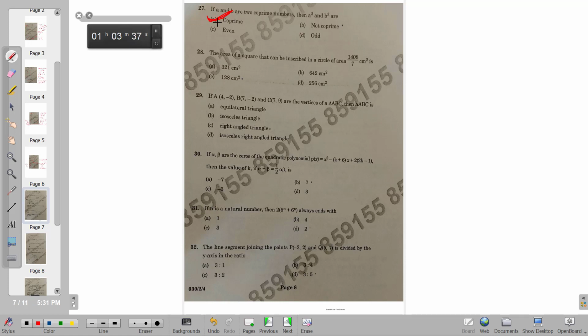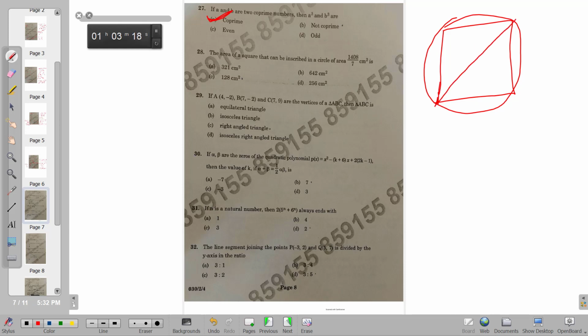Answer is A. It's a very direct question, but you should understand the meaning of co-prime for this. Next: area of square that can be inscribed in a circle of area 1408 by 7. Okay, so the square is inside the circle. Circle's area is 1408 by 7. This is a little lengthy question actually, or you need to know the relation directly between the area of circle and area of square.